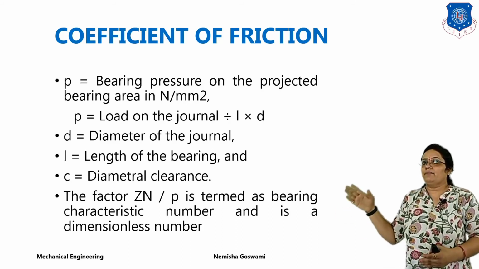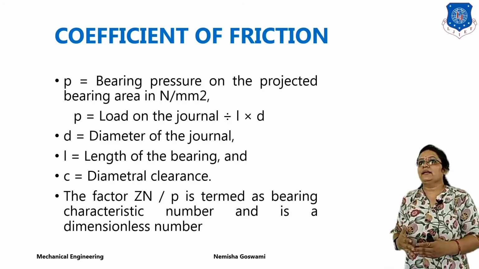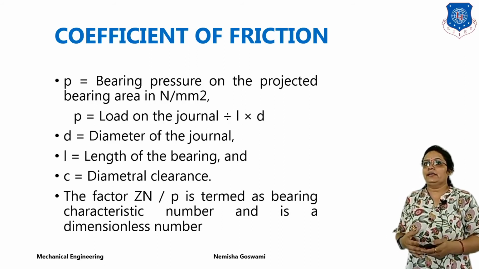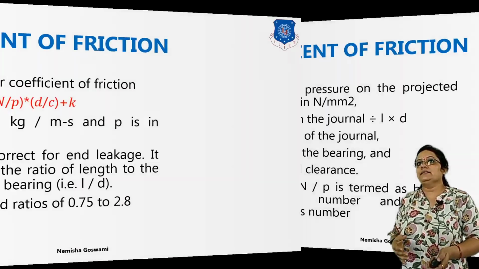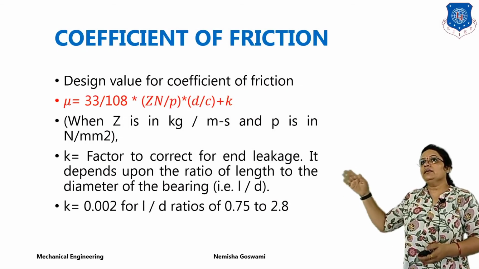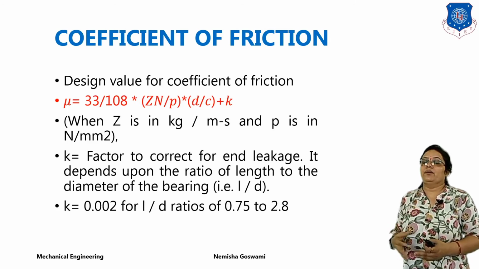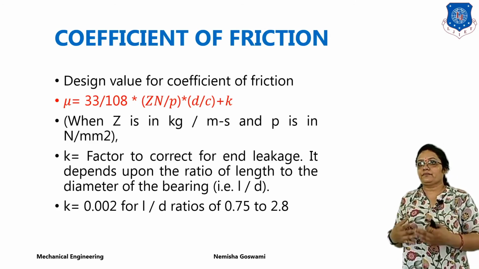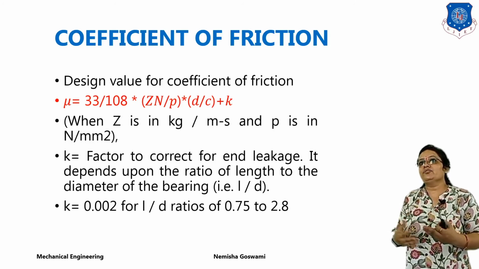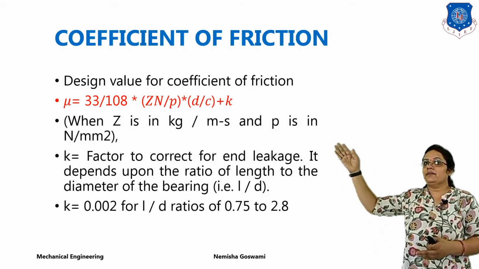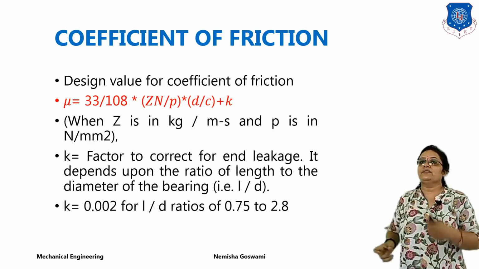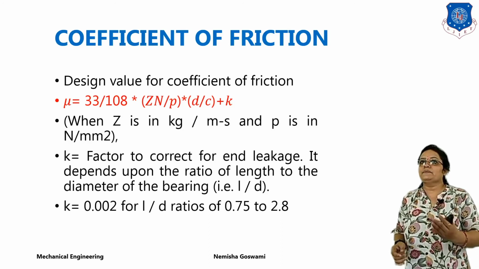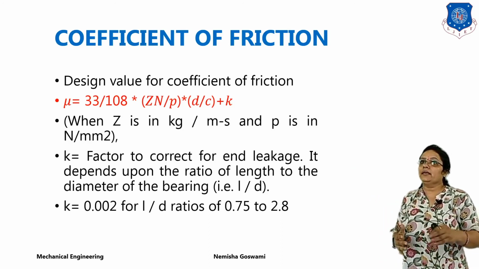C is the diametral clearance, and the factor Zn by P is known as your bearing characteristics number, and we have already discussed that it is a dimensionless number. So mu is for design value. Yes, this is very important. For design purposes, what is the value of the coefficient of friction? This is a standard value which is also given in your design data book of sliding contact bearing, so you can directly take it from there.